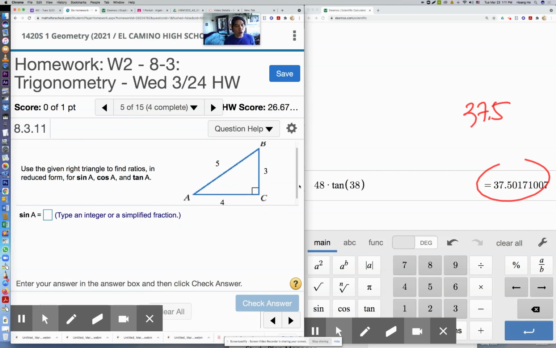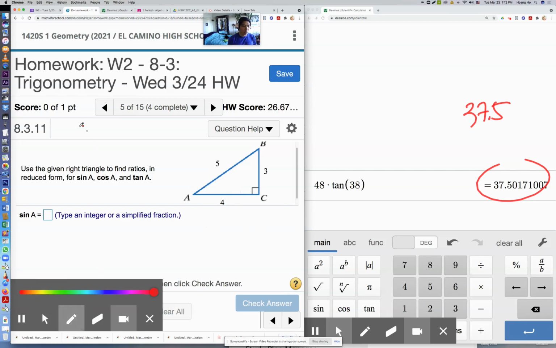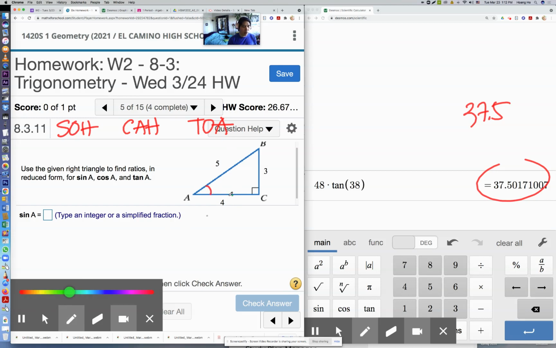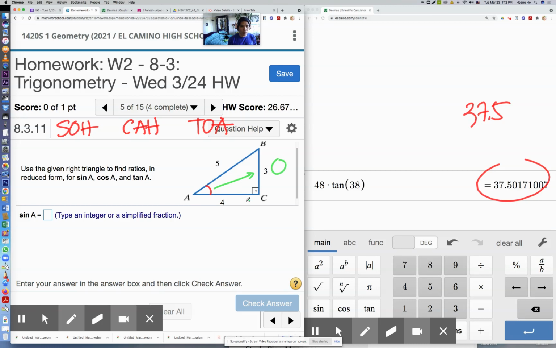Okay, so they give you triangle ABC with sides 3, 4, 5. They ask you to find sine of angle A. So let's sing the song again. SOH CAH TOA. So sine of angle A right here. Let's take a look at angle A. Opposite is 3. Adjacent, that's a 4. So this is adjacent, and this is hypotenuse. So now let's find sine of A. Sine of A should be equal opposite over adjacent, which is 3 over 4.